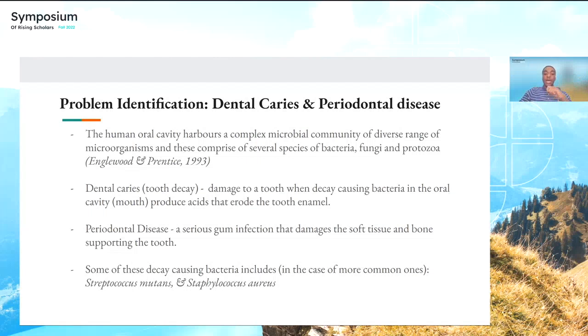So firstly, you need to understand that the problem is dental caries. And what dental caries essentially is, is the damage of a tooth when decay-causing bacteria in the oral cavity produce acids that erode the tooth enamel. And another problem that is faced in the oral cavity is periodontal disease, which is essentially a serious gum infection that damages the soft tissue as well as the bone supporting the tooth. Some common bacteria, just to name a few, are Streptococcus mutans and Staphylococcus aureus.